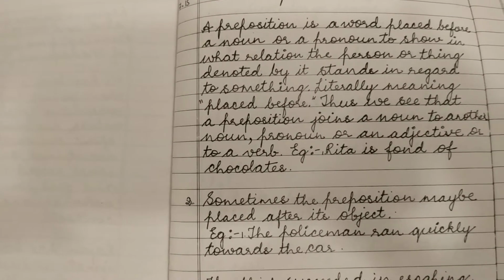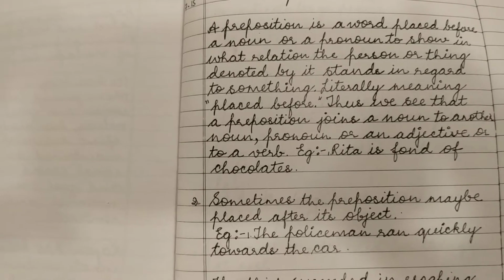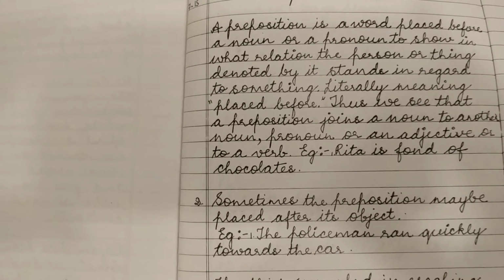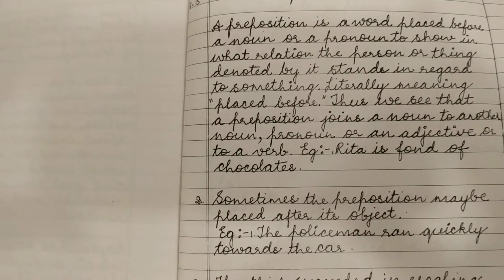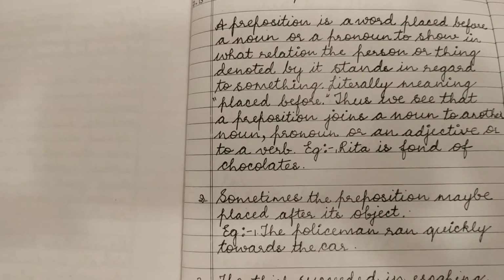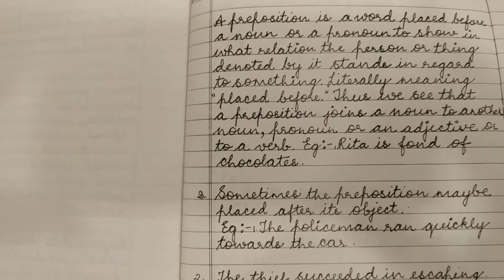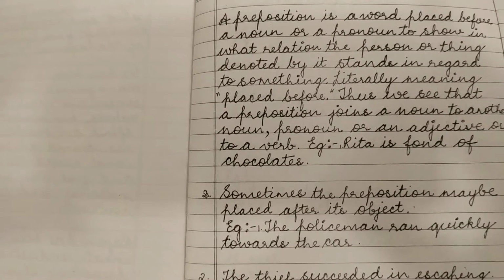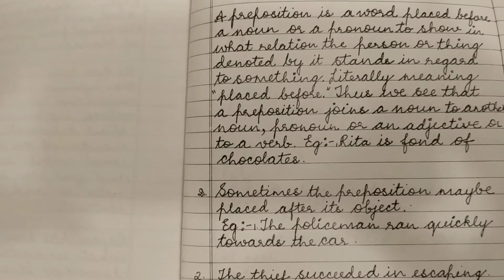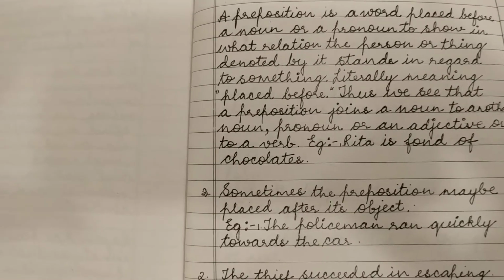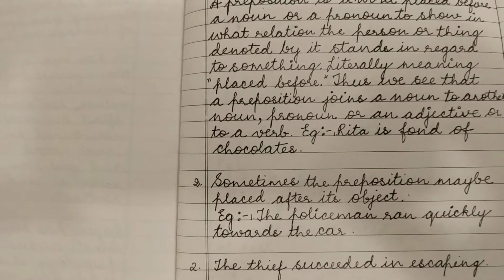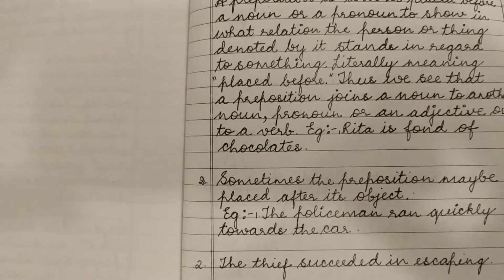Thus, we see that a preposition joins a noun to another noun, pronoun, or an adjective, or to a verb. Example: Rita is fond of chocolates. Here, of becomes the preposition. Fond stands for adjective and chocolates becomes the object.